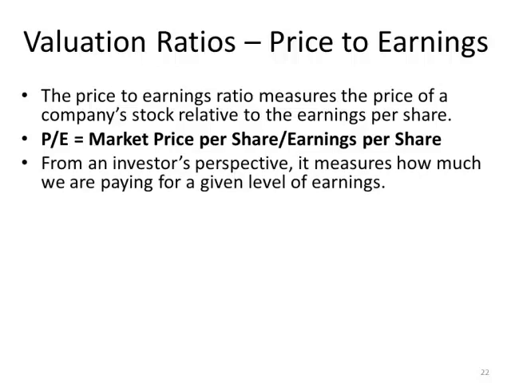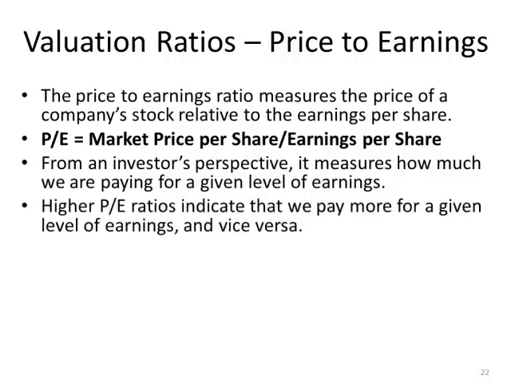So how can we understand this ratio on an intuitive level? Well, from the perspective of an investor, we're measuring how much we are paying for a given level of earnings, right? So how much do we have to pay to get 1 unit of earnings? Higher PE ratios indicate that we are paying more for a given level of earnings, and vice versa. So lower PE ratios would mean that we are paying less for a given level of earnings.